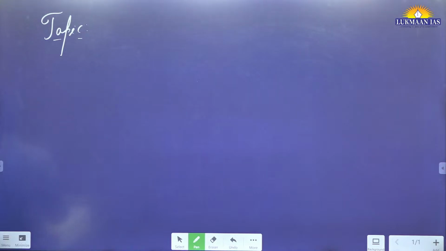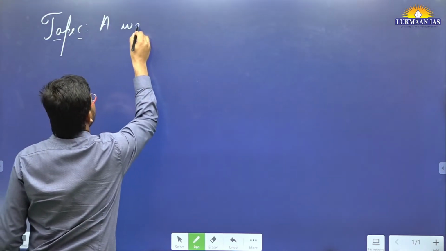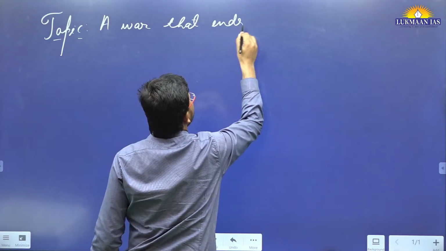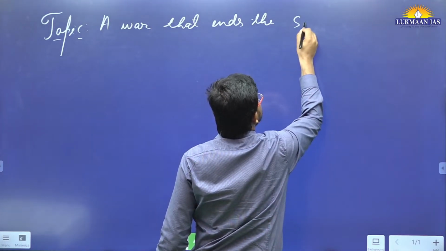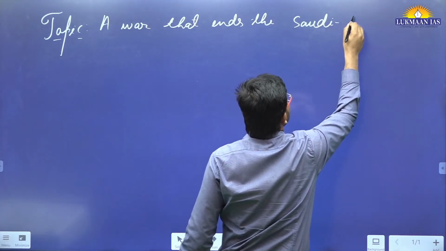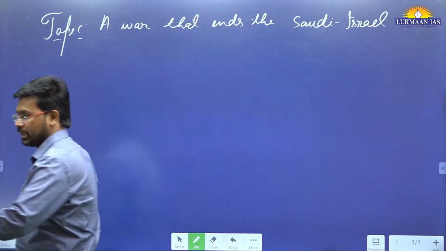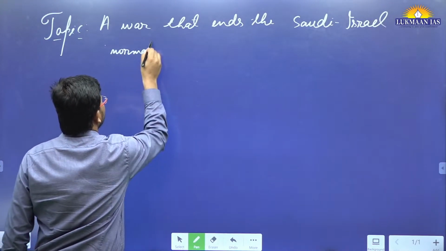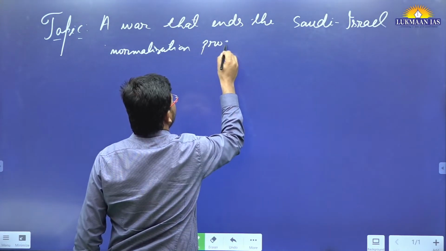Just a minute. So I'm going to write the name of the topic now. It says a war that ends the Saudi-Israel normalization process.